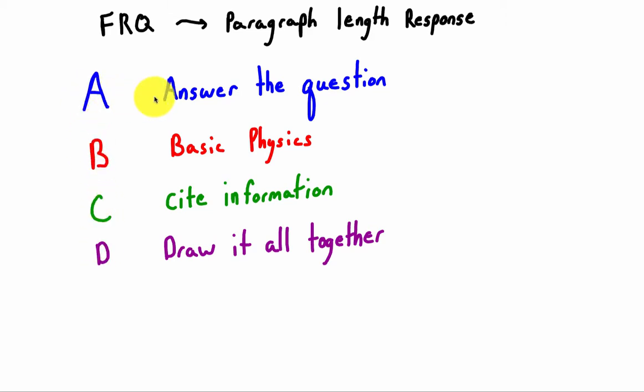So A, you're going to answer the question. B, you're going to cite some basic physics. C, you're going to cite information. And D, you're going to draw it all together. Okay, so let's go through all of these and see what these mean. So A, B, C, D.